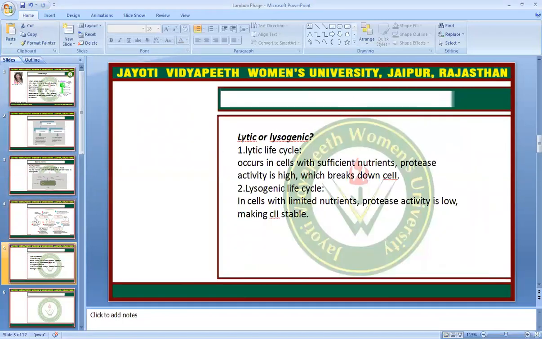Lytic or lysogenic? The lytic life cycle occurs in cells with sufficient nutrients, where protease activity is high, which breaks down the cell. In the lysogenic life cycle, in cells with limited nutrients, protease activity is very low, making the cell stable. It means in the lysogenic life cycle, there will be no harm for the bacterial cell. The bacterial cell will work normally, it will just create multiple copies of phage DNA which will be integrated into the bacterial host DNA molecule. That's it.